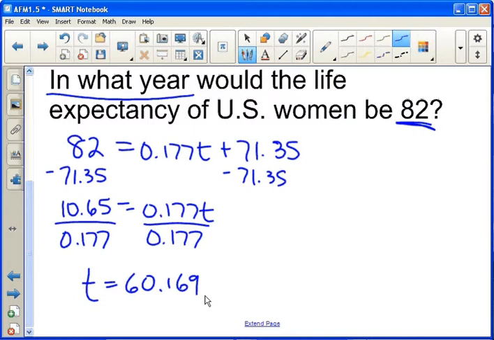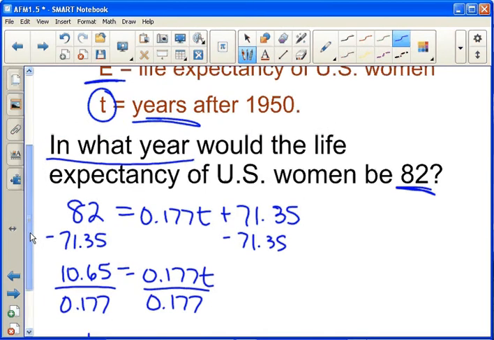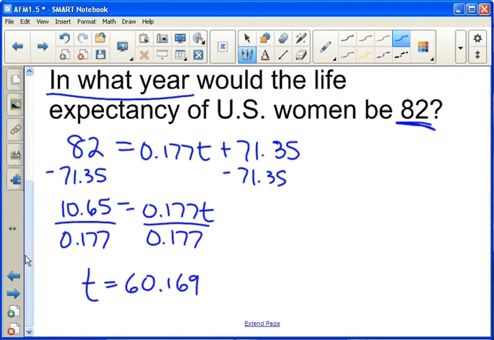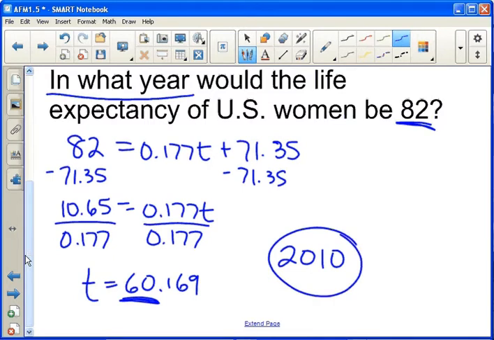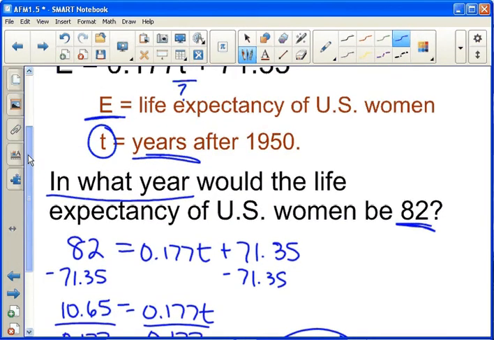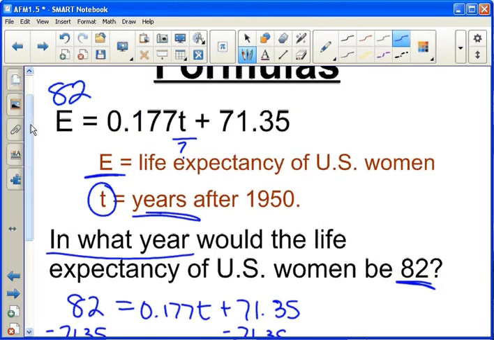Because they asked in what year it would happen, and 60 is not the year in which it would happen. So go back to what T says. T is the years after 1950. So that means it's going to happen 60 years after 1950, which would make it the year 2010. Now I want to go ahead and talk a little bit about this equation. If we look back up at the original equation, it's a linear equation.